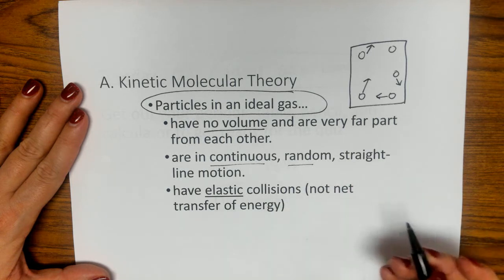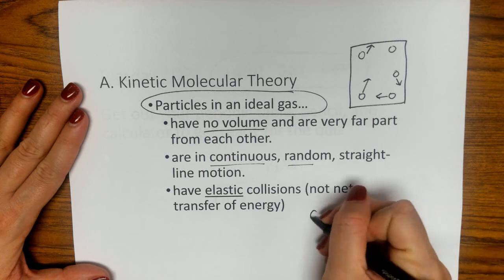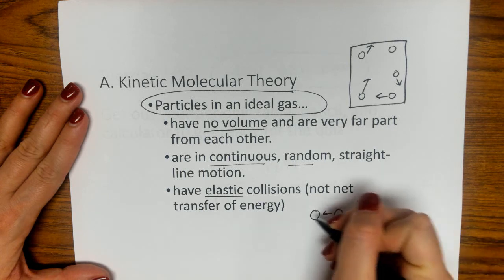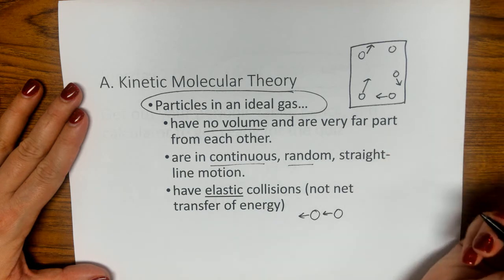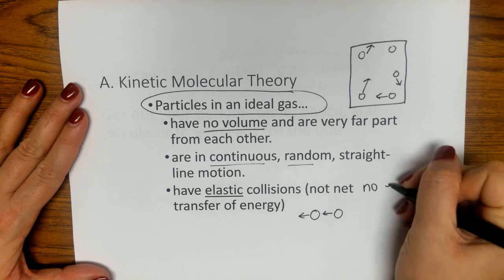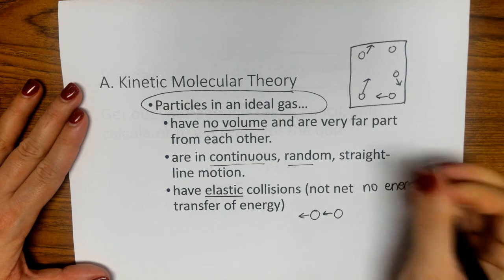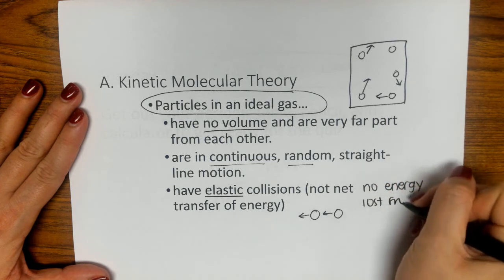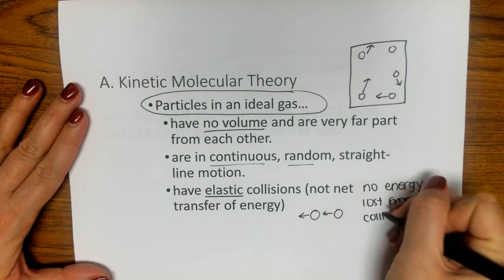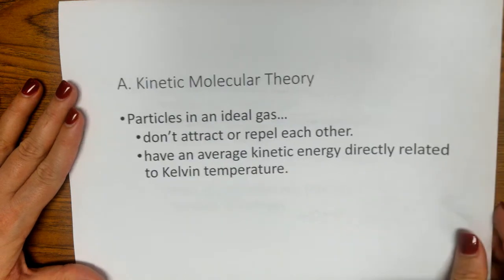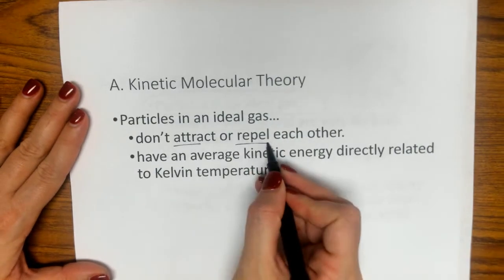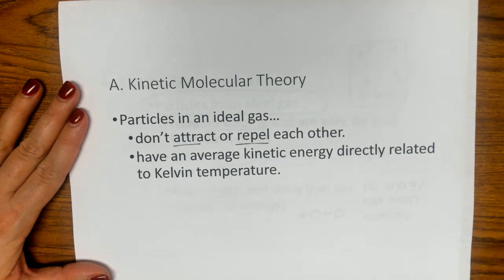They have elastic collisions, so that means when gas particles hit one another, they hit each other and they move on. They don't lose any energy when they collide with one another. So no energy is lost from collisions, and that is true in ideal gases. Ideal gases don't attract and they don't repel one another. There's no attraction, no repulsion between the particles. They move just with no relationship to one another.